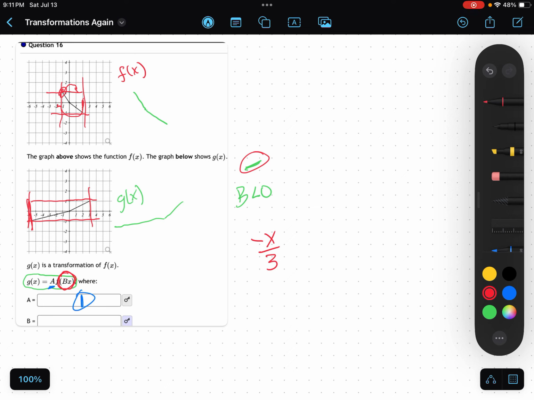Now, b does not include the x part, so we just want the b part. The b would then be -1/3. So in the box, I'm either going to put -1/3, or if you want to use -0.3 repeating for a decimal, you could do that as well. But that's how we deal with these scalar transformations. These are stretches and reflections, and we achieve those by multiplying either outside the function or composing it inside the parentheses of the function next to the x.